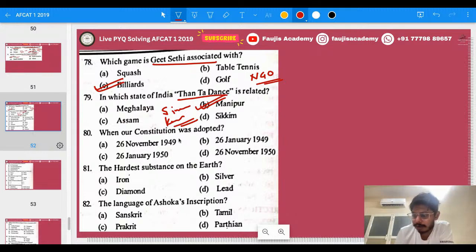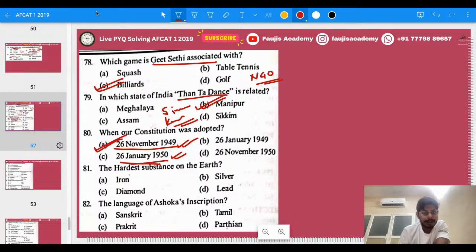When was our constitution adopted? The Constitution was adopted on 26th November 1949, and it was then finally adopted on this particular date, and enforced on 26th January 1950. This was the 76D. 80 A will be the answer.